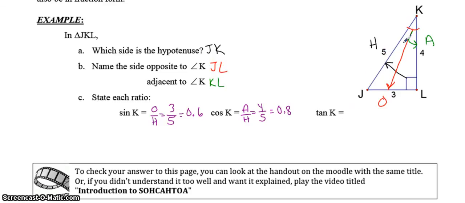And lastly, tan is opposite over adjacent. So that is 3/4, which is 0.75. So that means that the opposite side is 75% as big as the adjacent side. So that's the beginnings of the right triangle trigonometry.